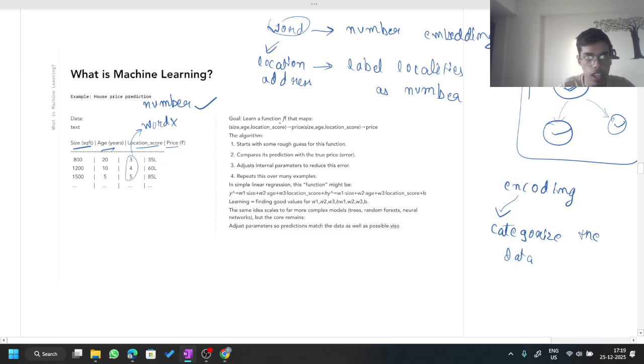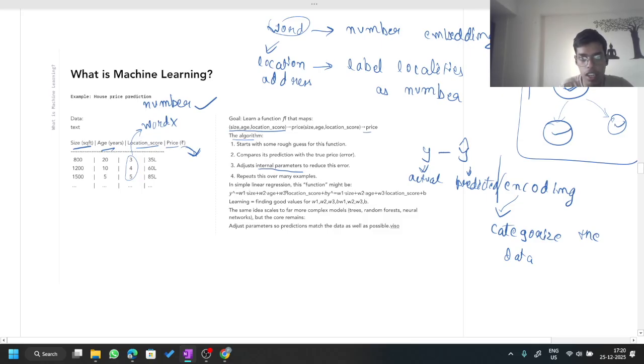And clearly, our goal here is to learn a function that, based on these features, predicts the price of our house. Algorithms start with some rough guess for prediction. The prediction is compared with the price which we already have in our data. Parameters are adjusted according to the actual price minus the predicted price. Actual and predicted are compared to see how far the prediction is from our actual data, and this is repeated over many examples.